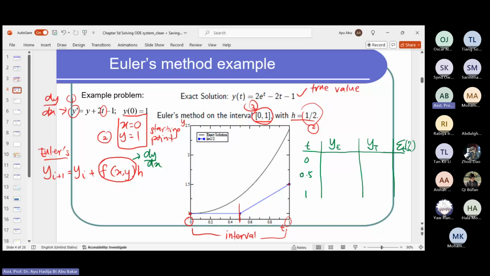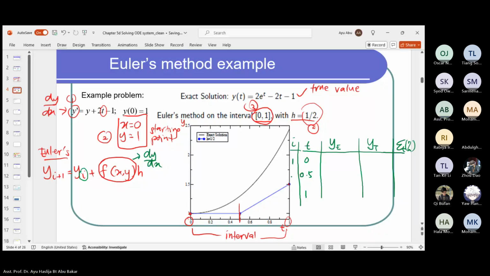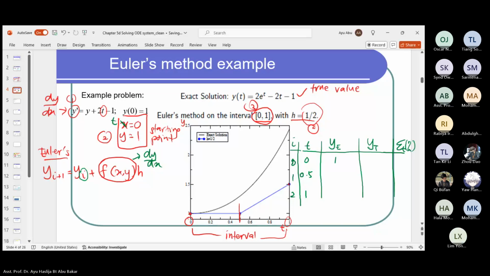Here I would use the index numbers starting from 0, 1, and 2. Now we start with Euler's value, y_e. This example already gives you the starting point. So at t0, don't make yourself confused, t0, y equals 1. That is the starting point, similar for the true value.